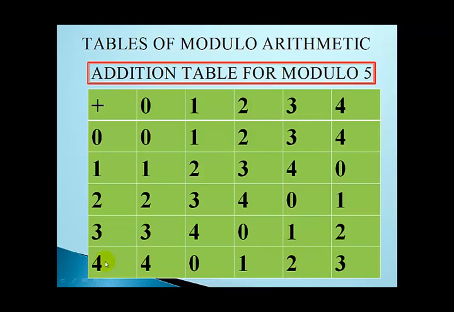Now we continue. 4 plus 4 is equal to 8. And 8 in mod 5 is equal to 3. This is because we have only one group of 5 in 8 and the remainder is 3. This is how we construct tables of modulo arithmetic. And this is an example of an addition table for modulo 5.